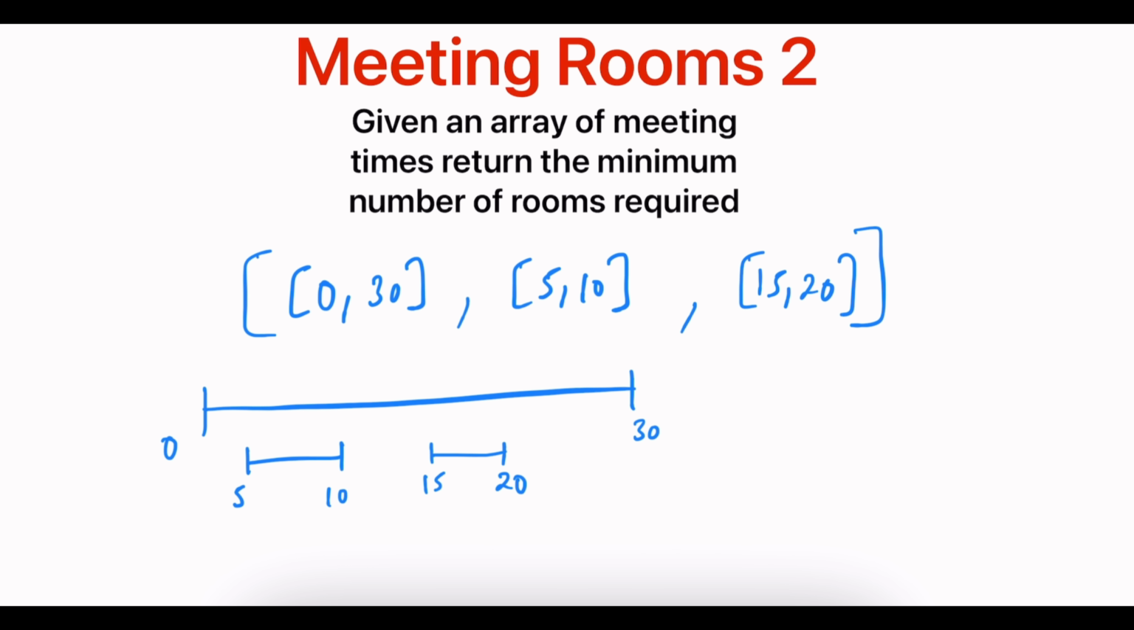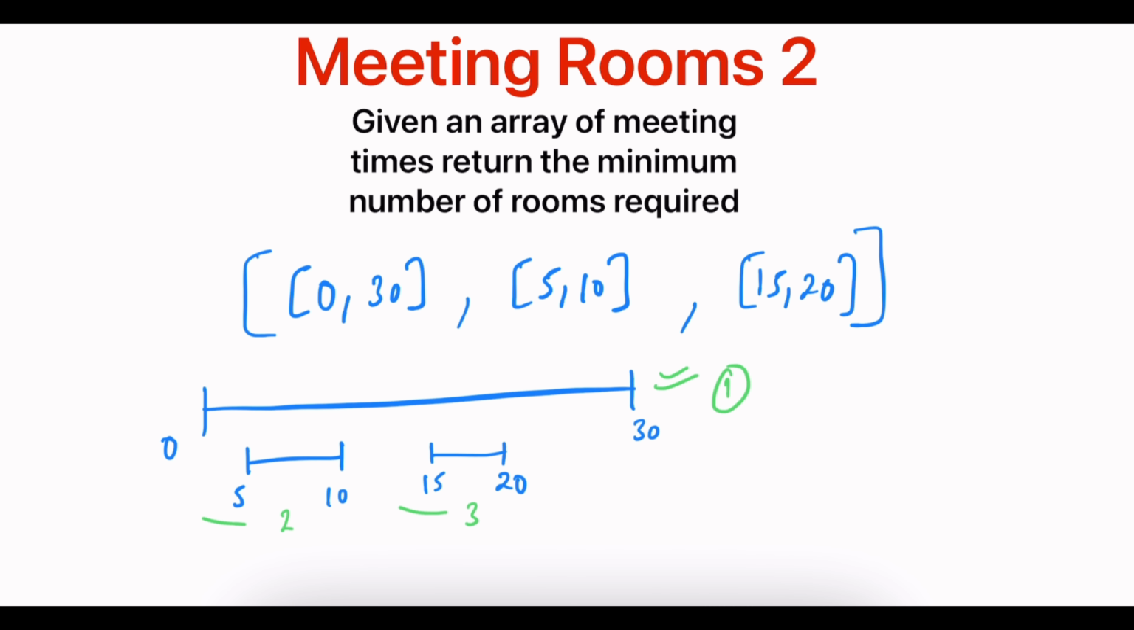For the second problem, we have to determine the minimum number of meeting rooms that will be required to schedule all the meetings. In this example, we are given this array which has these 3 rows and we are given these 3 meeting times. So I have drawn these 3 meetings on the number line. So as you can see, these 2 meetings are clashing with this meeting.